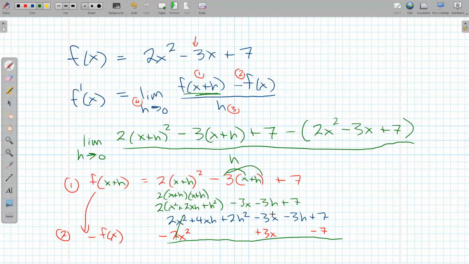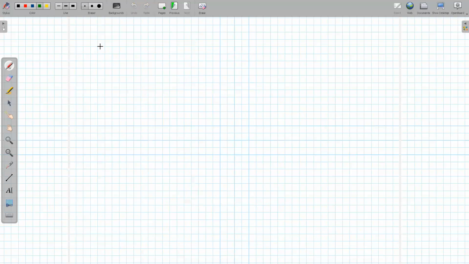So that's gone, that's gone, that's gone. Polynomials are pretty nice. Things just kind of disappear after we expand. So we get 4xh plus 2h squared minus 3h. That was not a very good h. There we go. All right, so ready for step 3, where we get to divide by h there. All right, so new page. So now I'm at stage 3, which is to do the whole quotient.